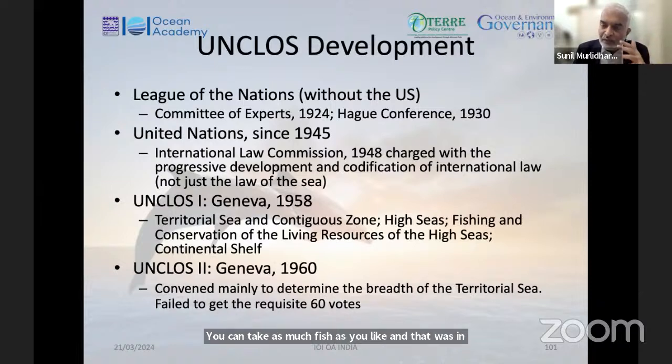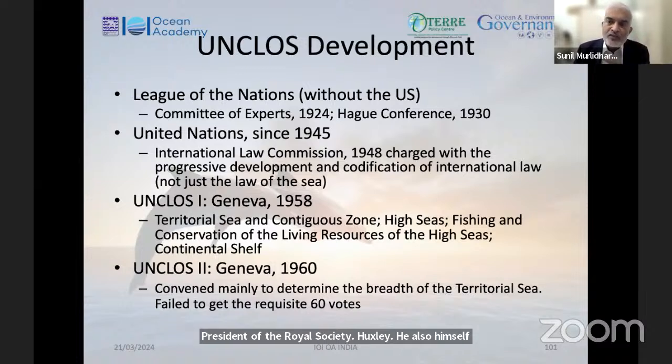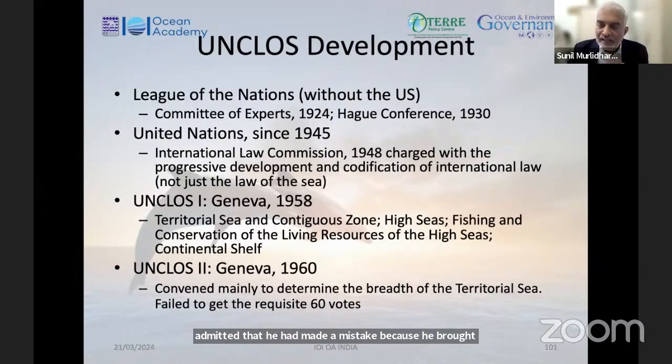And in the 19th century, none less than the president of the Royal Society, T.H. Huxley, also himself said that fisheries are inexhaustible. Although, of course, he said that in 1883, and he was challenged by his friend, Lancaster. I forget his first name, I think Edwin Lancaster. And the very next year, he admitted that he had made a mistake, because Lancaster brought to his notice some data regarding fisheries exploitation. And he said, if you exploit too much fish, then the fish also can be extinct. Fish also can become overexploited.